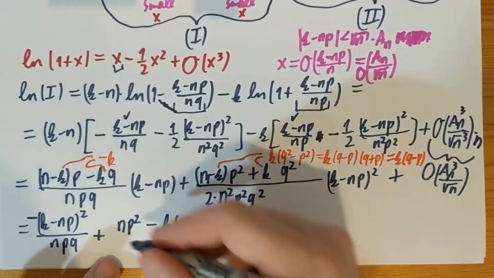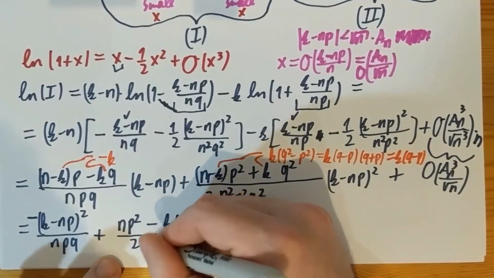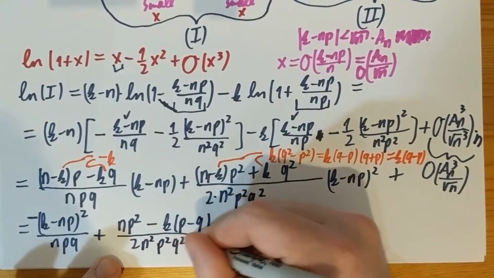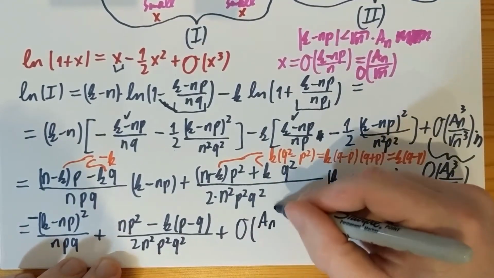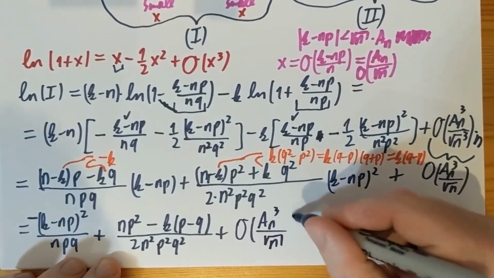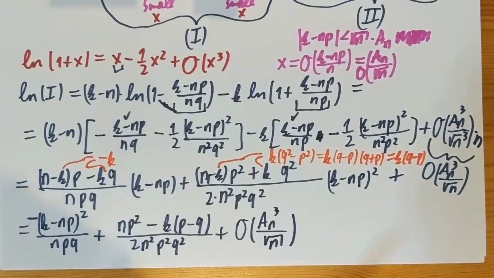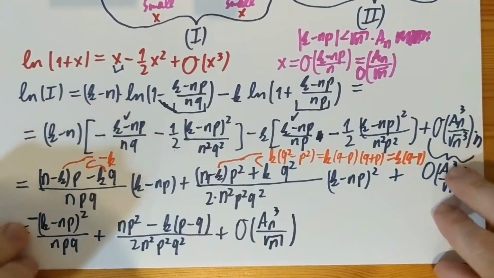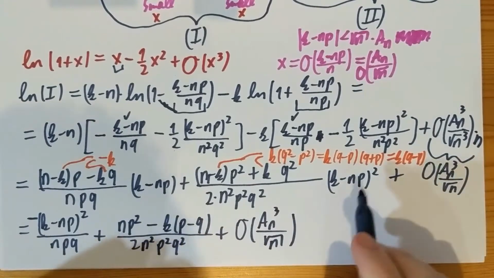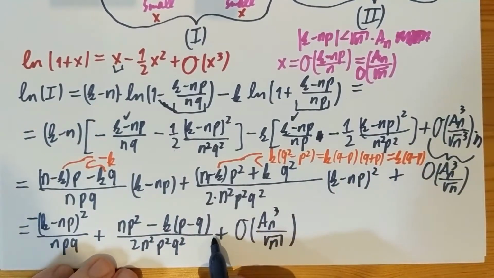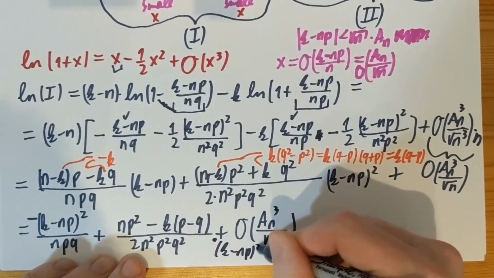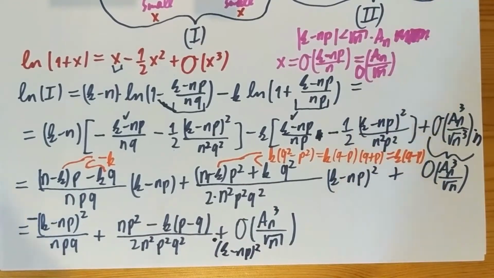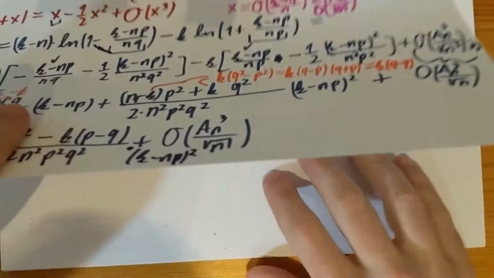Okay, so these are those terms, and then down here I have a 2n squared p squared q squared, and I have the error term big O of n cubed over square root of n. Okay, this is what I have at this stage. The next step will be, oops, and I forgot the factor k minus np squared, which is down here. So this is multiplied with k minus np squared. Sorry for that. Okay, let's proceed with this calculation. It's a bit tedious, but we'll get there.